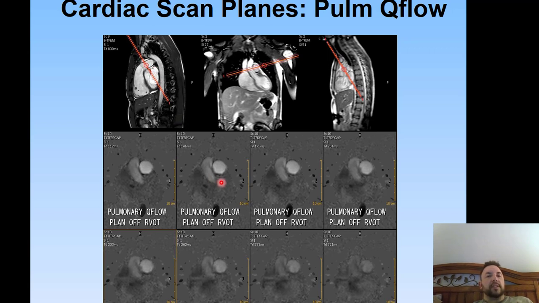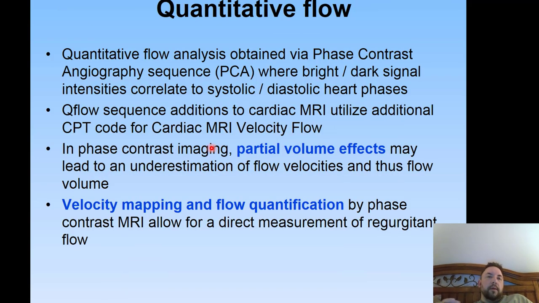What did we talk about with phase contrast last week? White and dark regions indicating various phase magnitudes, for flow quantification, the detail that correlates to bright and dark signal, correlating to systolic and diastolic heart phases. So quantitative flow analysis is the phase contrast angiography sequence. An additional CPT code would be a cardiac MRI velocity flow when Q flows are warranted or asked for.